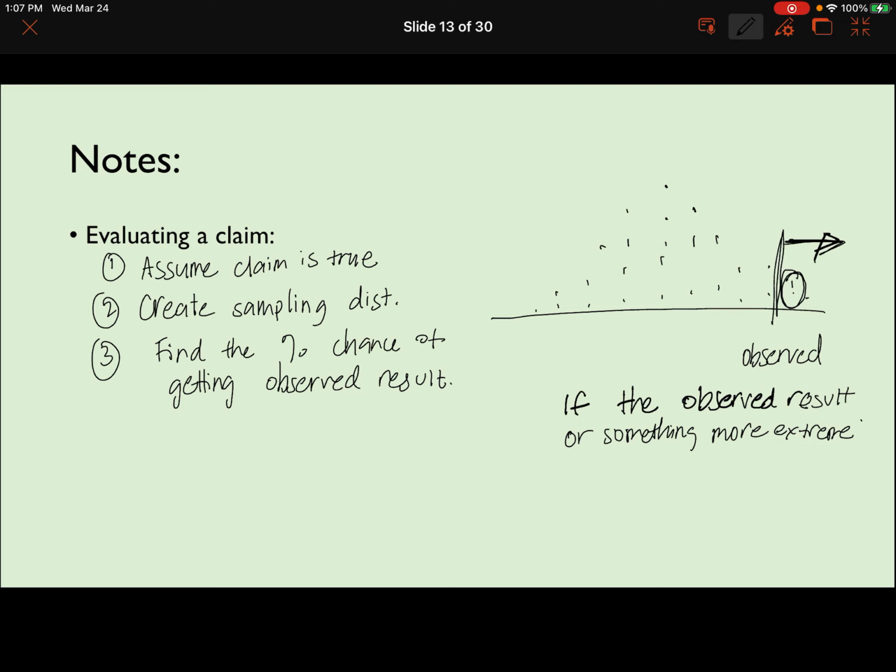So if that observed result happens less than 5% of the time, we have convincing evidence against the claim. Because it happens so rarely. If it happens greater than or equal to 5% of the time, we do not have convincing evidence because it happens relatively frequently.